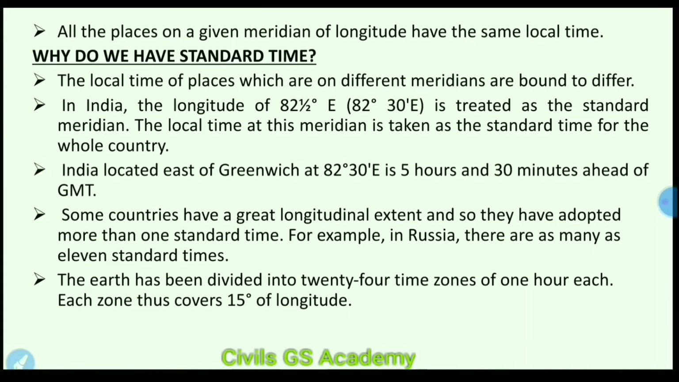India is located east of Greenwich at 82 degree 30 minutes east. That is 5 hours and 30 minutes ahead of the GMT, because for every 15 degrees there is 1 hour ahead of Greenwich. So we are at 82 degree 30 minutes east of Greenwich, and the total comes to 5 hours and 30 minutes ahead of the GMT.